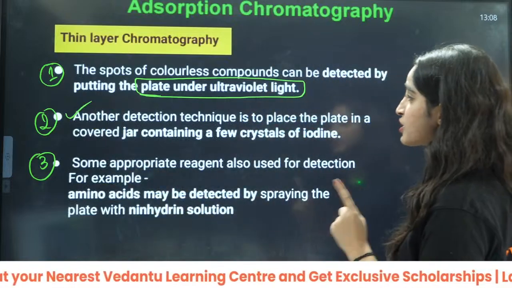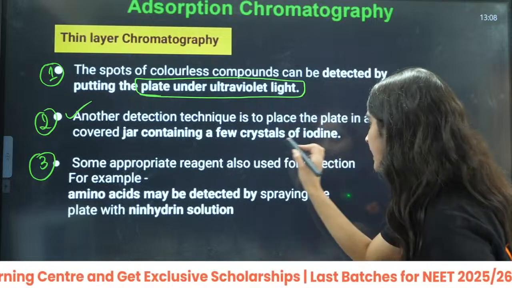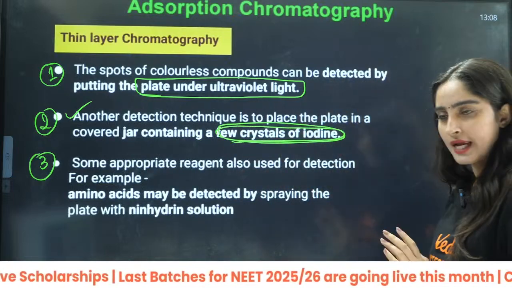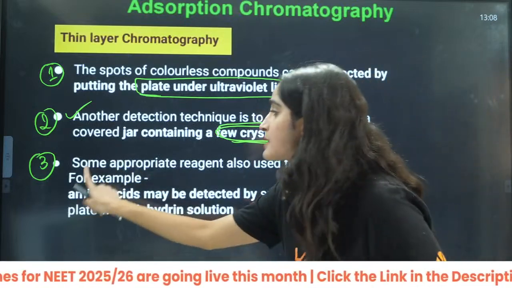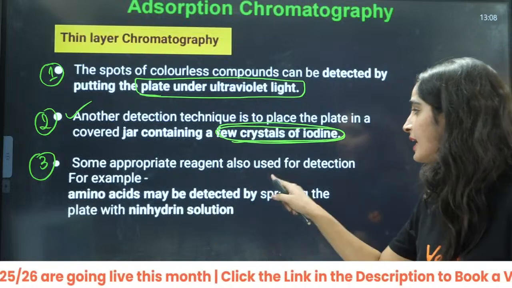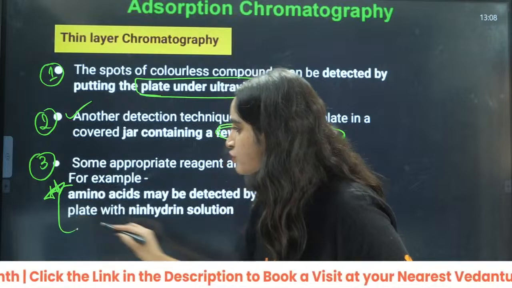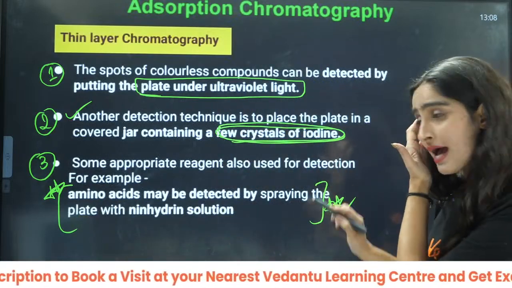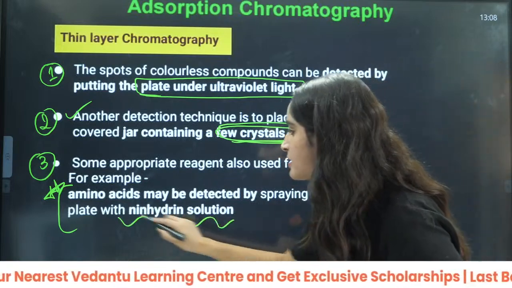Then another detection technique, the second, is to place the plate in a covered jar containing crystals of iodine. Third is very important and a very specific thing: some appropriate reagent is also used. For example, this is exactly mentioned in your NCERT, so this becomes very important. Amino acids may be detected by spraying the plate with ninhydrin solution.